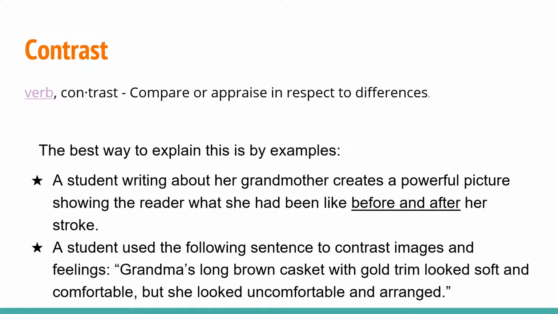Element number 5 is contrast, and you've heard the term contrast before. That's comparing differences between two things. You're contrasting one thing to another by stating its differences. Remember, compare and contrast. Compare is comparing the similarities. Contrast is comparing the differences. You know all this. But when I'm talking about creative writing, the best way to explain contrast is by examples.